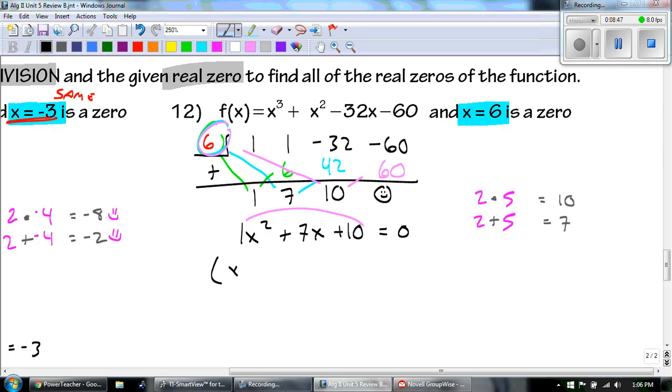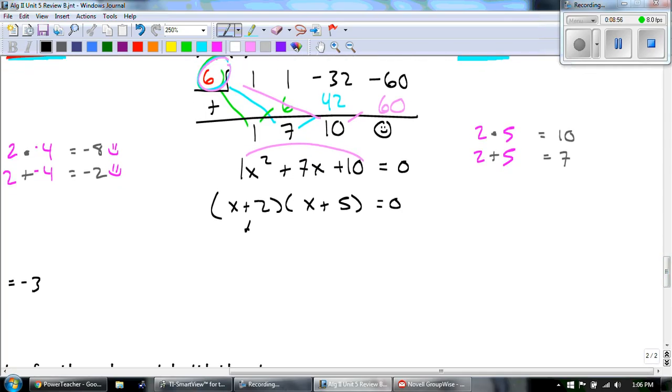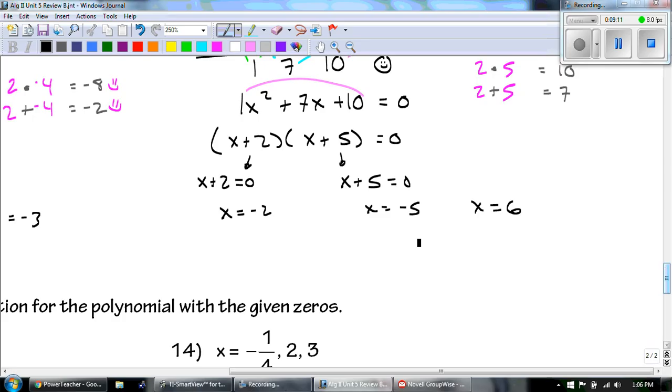I can do the shortcut, so it's x plus 2, x plus 5 equals 0. And I want the 0, so everything with the variable we set equal to 0 and solve. So we get that x equals -2, x equals -5, and then x equals 6, the one they told us from the very beginning. So in order, -5, -2, and +6.